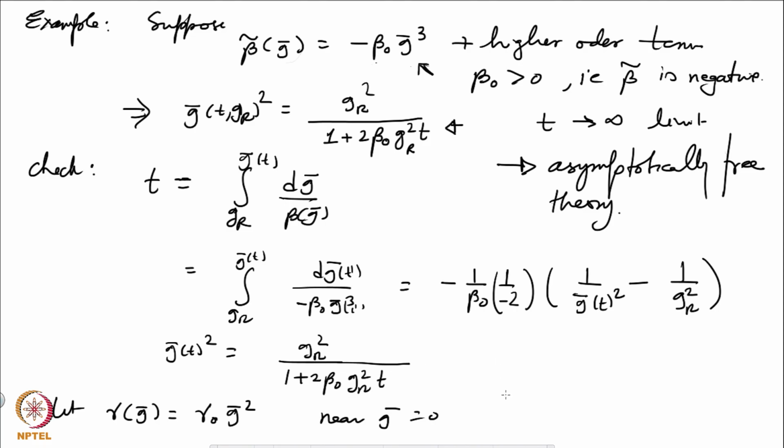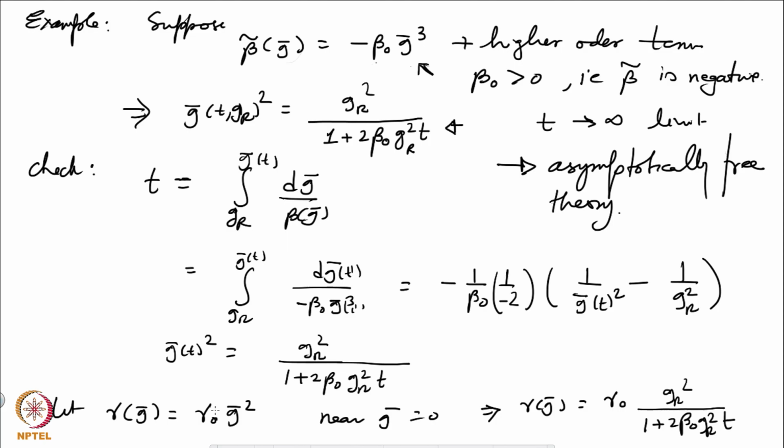Okay, so what is gamma of g bar then? Gamma of g bar is equal to gamma naught, and here for g bar square, I will substitute this expression. So I get gamma naught gr square over 1 plus 2 beta naught gr square t. This is in the large t limit because we are close to the fixed point. Because we are dropping all these terms, so we are close to the fixed point.